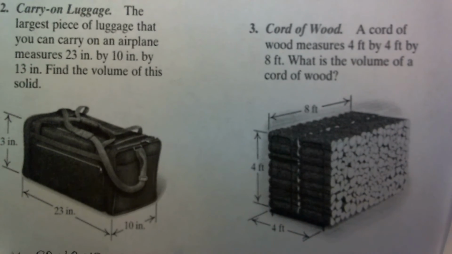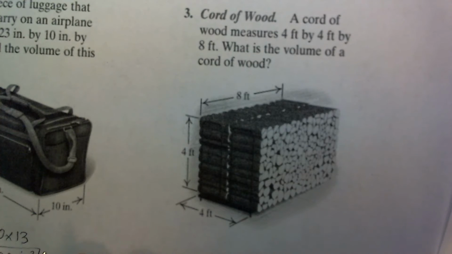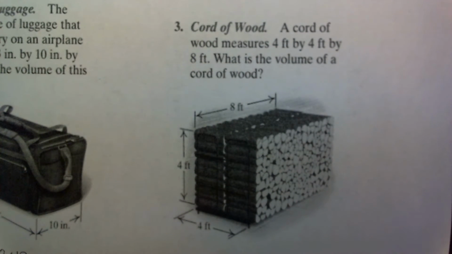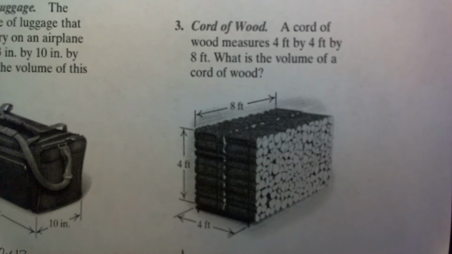Similarly, exercise number 3, a cord of wood. A cord of wood typically measures 4 by 4 by 8 feet. So again, we use the volume, length times width times height. The volume is equal to 8 times 4 times 4, which is equal to 128 cubic feet.